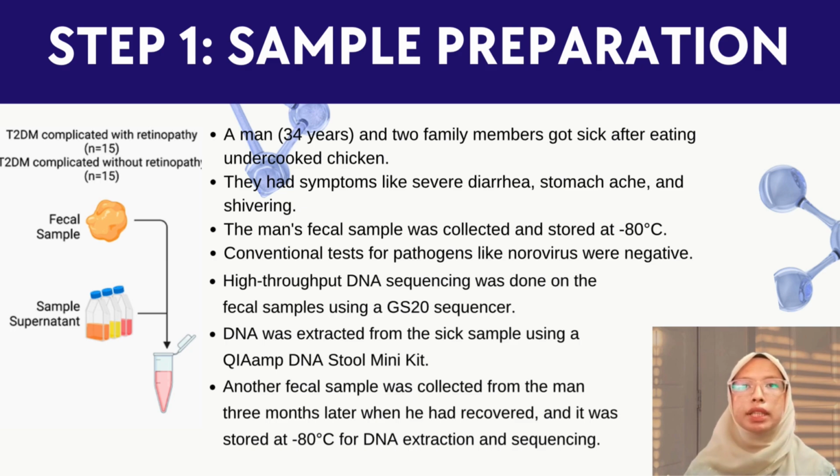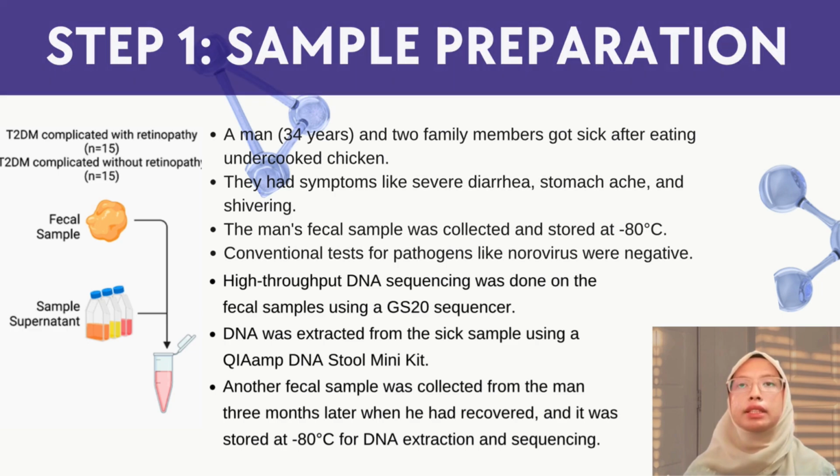Conventional culture methods and specific PCR tests for norovirus conducted at a clinical laboratory in Osaka, Japan did not detect any pathogens. High-throughput DNA sequencing was performed on the fecal sample using a GS20 sequencer from 454 Life Sciences. DNA was extracted from the illness sample using a QIAamp DNA Stool Mini Kit. Another fecal sample was collected from the patient 3 months later when he had fully recovered and stored at negative 80 degrees Celsius for DNA extraction and sequencing.